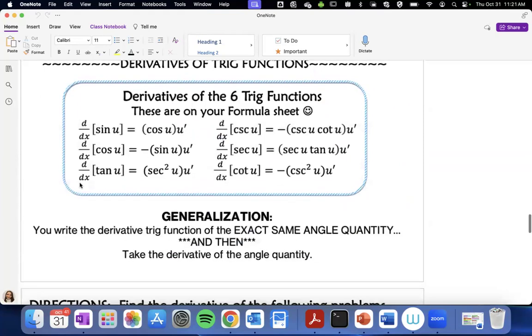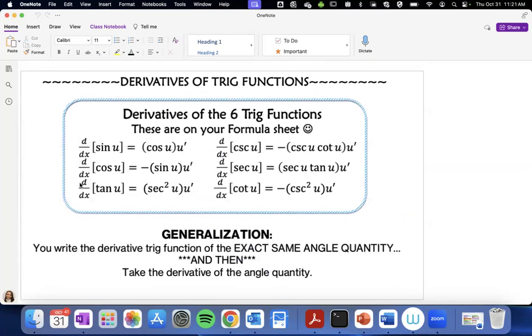Okay, next topic. There are derivatives of 6 trig functions. Get out your handy dandy derivative sheet, your formula sheet, and you'll see all of these there. So formerly, I told you the derivative of sine x is cosine x, right?